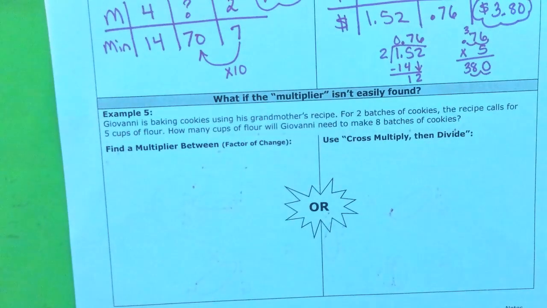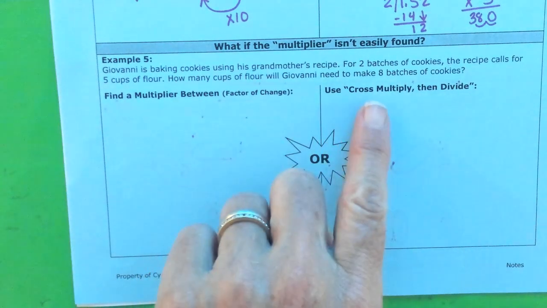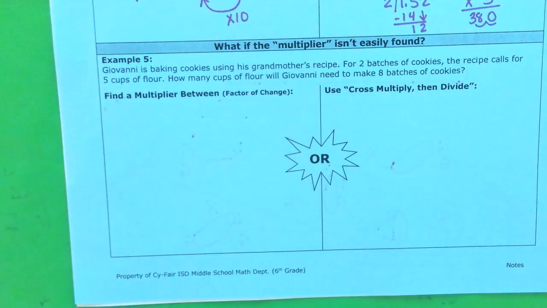What if the multiplier isn't easily found? Okay, we're going to do this side first. We're going to use cross multiply and divide. This is from the good old days when Miss Hester was in 6th grade. Well, we probably learned this in 8th grade. It was easier times. All right, let's see what it says.